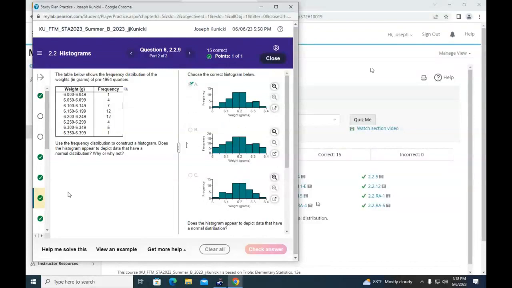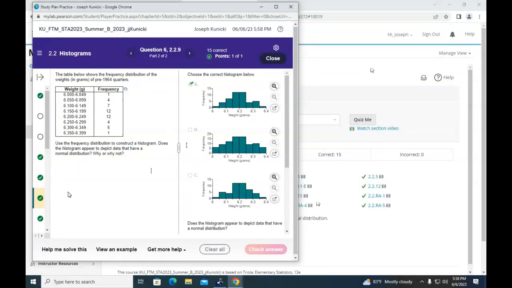You can eliminate this one because the first class has a frequency of 1, and this has a frequency of 6. This one and this one look like the first class has a frequency of 1. So you go to the second class, frequency of 4. This line is less than 5. This line is equal to 5. So this is 4.